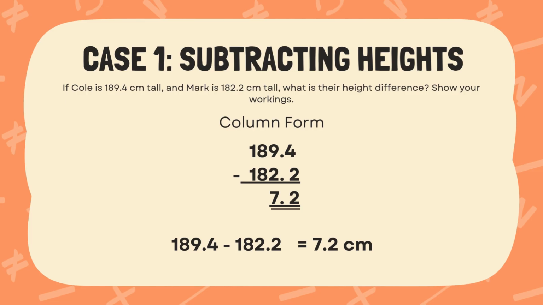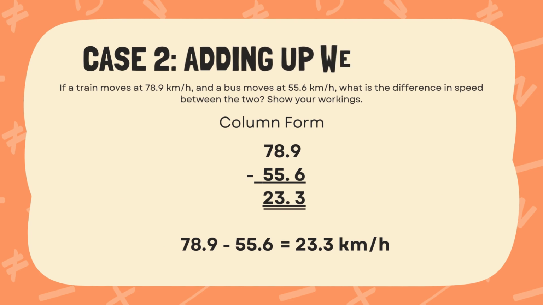After knowing the final answer through column form, remember to write the horizontal equation of the question. And don't forget to write the units, which is centimeters. And moving on to our final question, if a train moves at 78.9 kilometers per hour and a bus moves at 55.6 kilometers per hour, what is the difference in speed between the two?